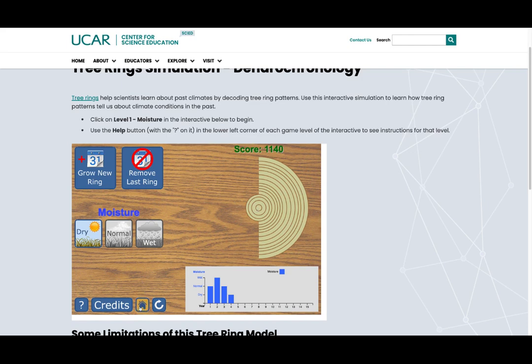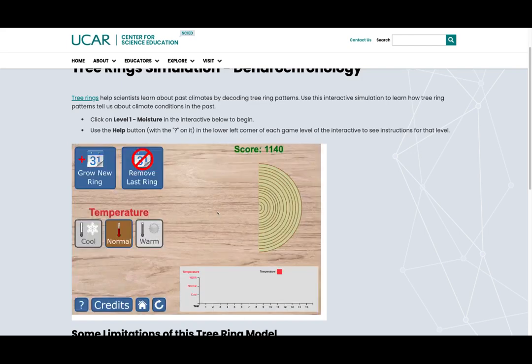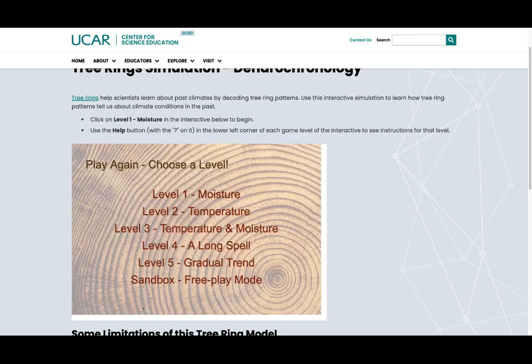That's one of our practice levels. The next one is temperature. We're going to do the same thing. Grow a new ring by looking at what we think might fit. Ooh, that was a good one. And again, try and grow the whole circle. Those are our two practice levels.